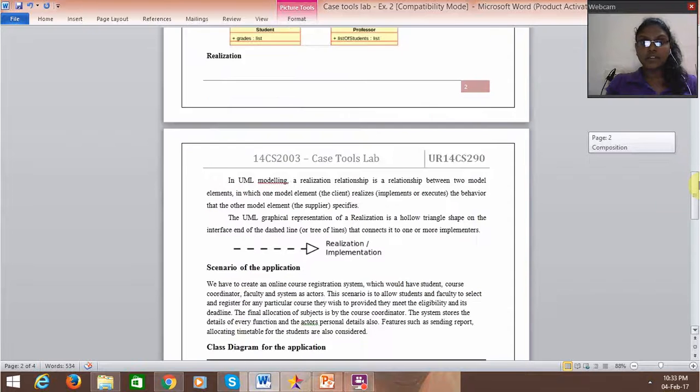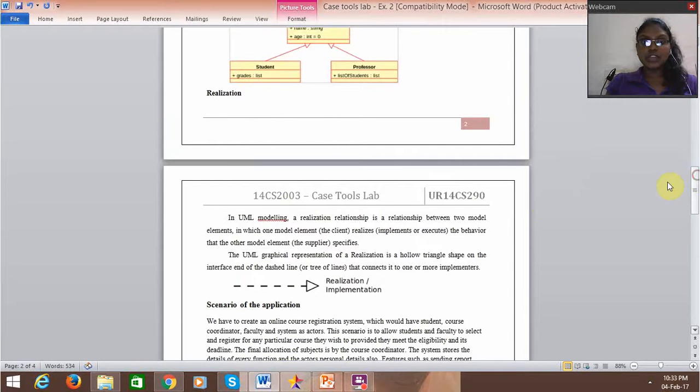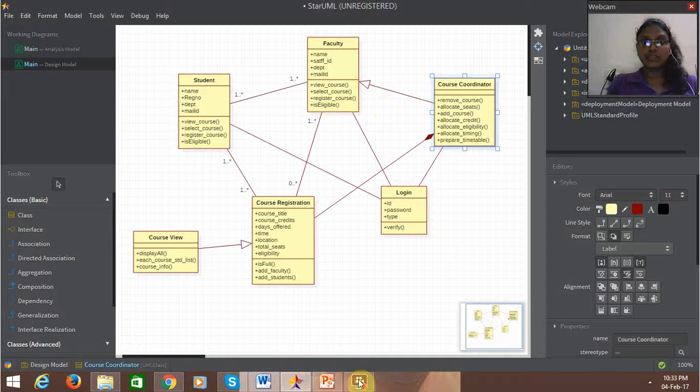Then realizations, which is a relationship between two models in which one model realizes the behavior. That is, one model, suppose it's a client, does some behavior that is used for another class. So this is my second experiment for class diagram.